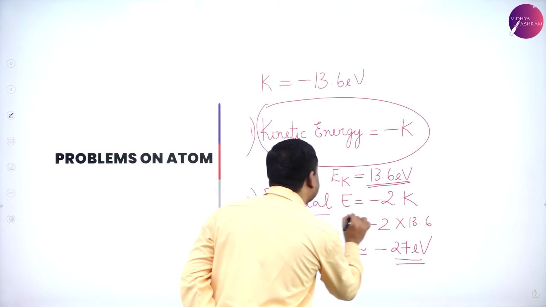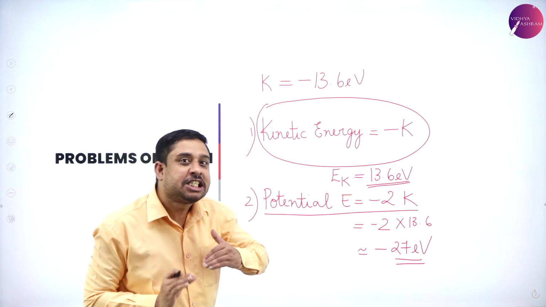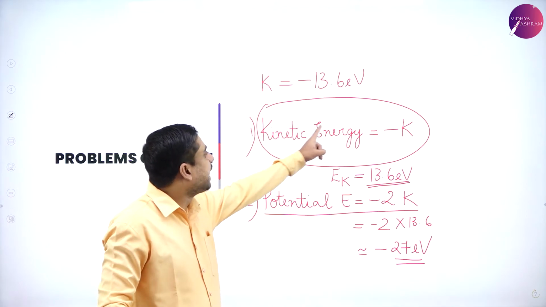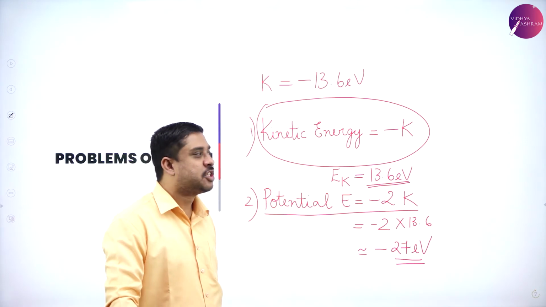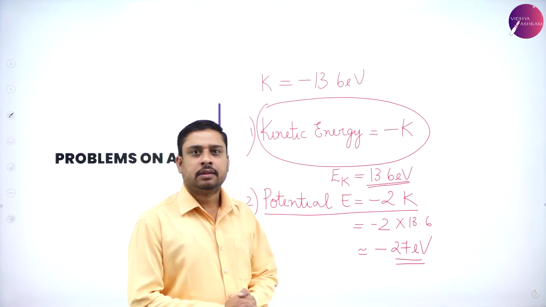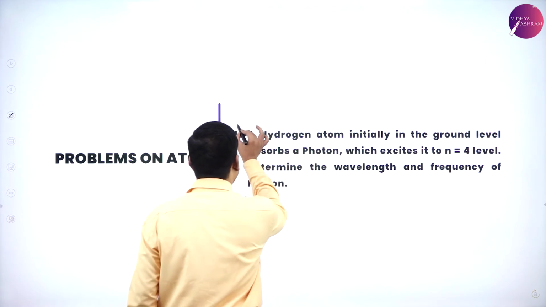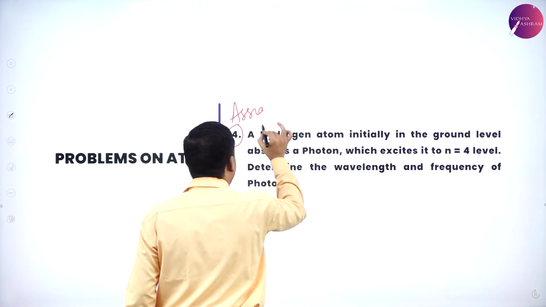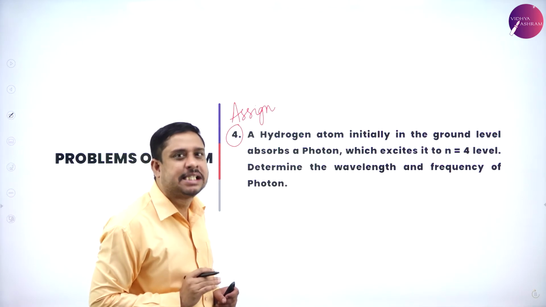I want you all to know this relation. If you know this, shortcuts for the entrance exam become easier. Kinetic energy is minus the total energy, potential energy is minus 2 times the total energy. The next one, students, is an assignment for you all. In my previous 2 sessions, I have worked out problems on this concept. Let us analyze the problem.